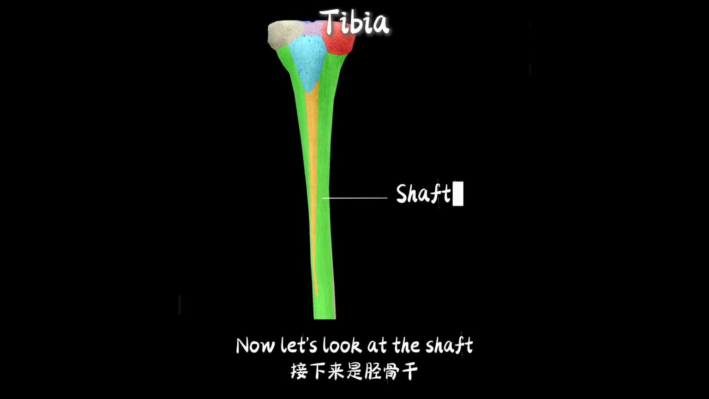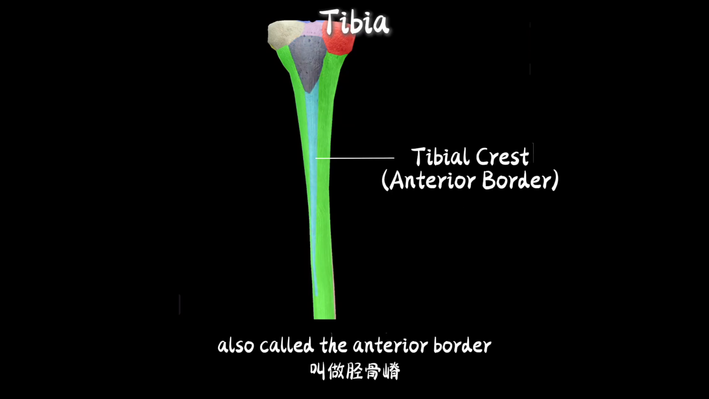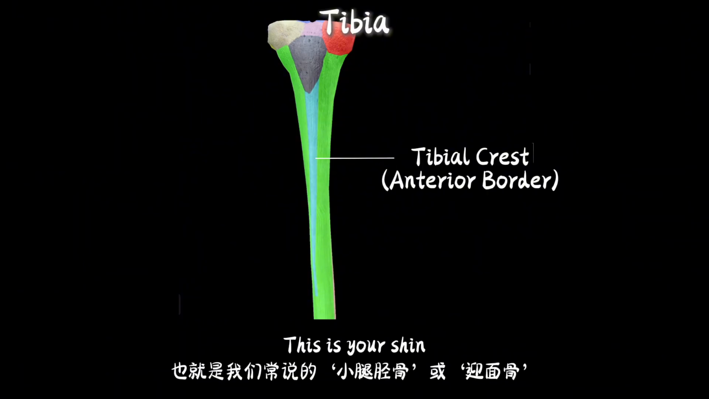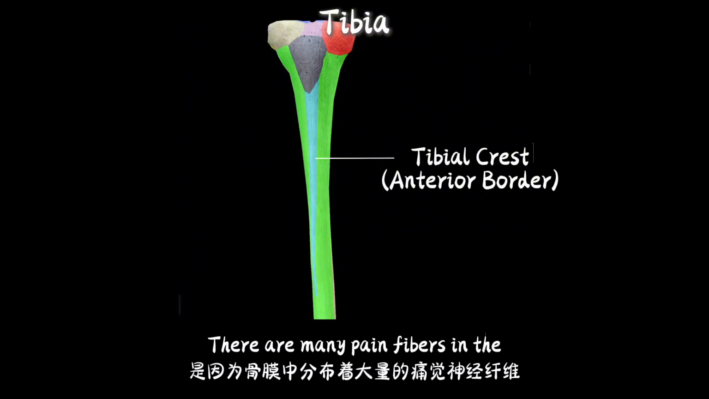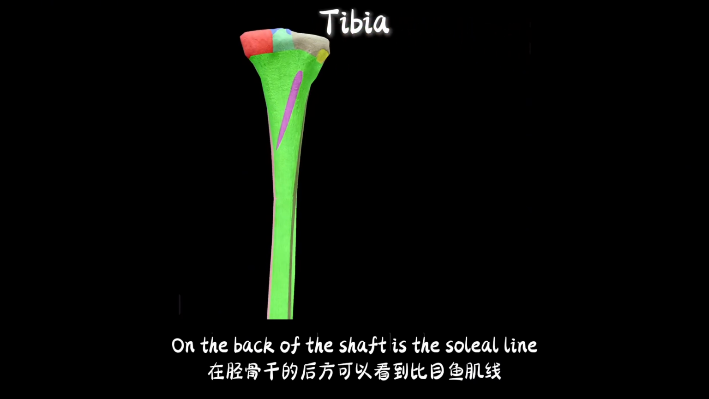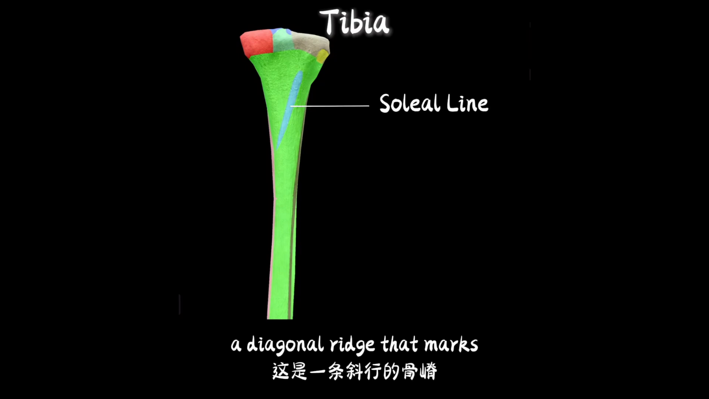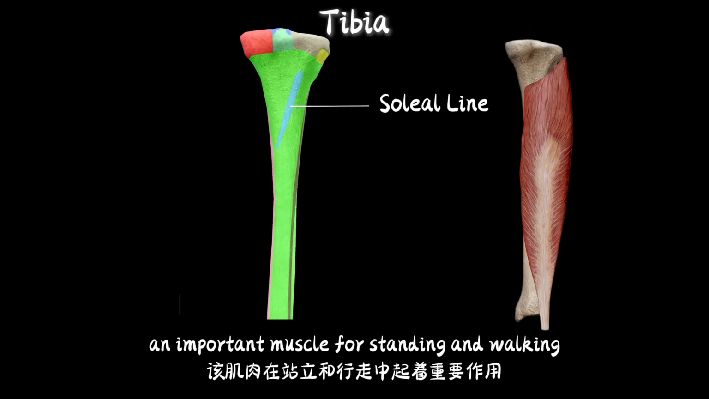Now let's look at the shaft. Along the front is the tibial crest, also called the anterior border. This is your shin. If you've ever hit it, you know why it hurts. There are many pain fibers in the periosteum covering this ridge. On the back of the shaft is the soleal line, a diagonal ridge that marks the attachment of the soleus muscle, an important muscle for standing and walking.